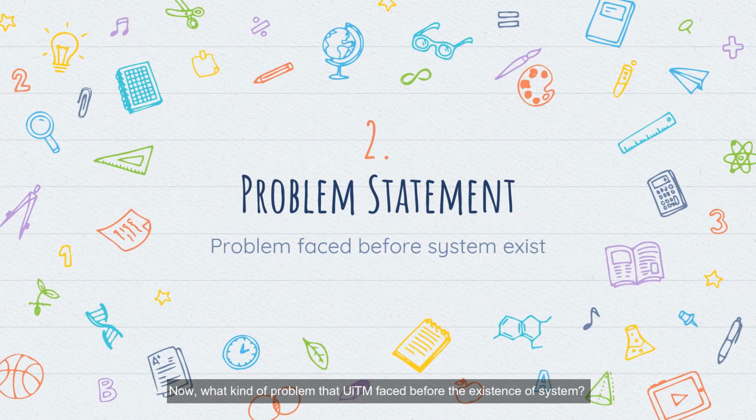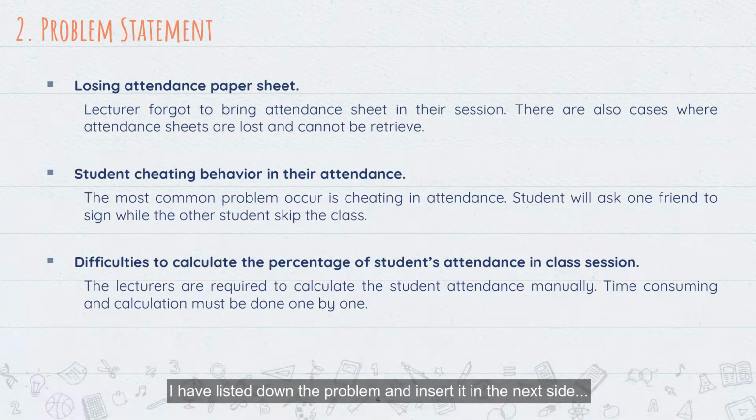Now, what kind of problem did UiTM face before the existence of the system? There are plenty of problems that can be identified and detected. I have listed down the problems and inserted them in the next slide. First and foremost, losing the attendance paper sheet. This happened when the lecturer forgot to bring the attendance sheet to their classroom. There are cases where attendance sheets are lost and cannot be retrieved anywhere.